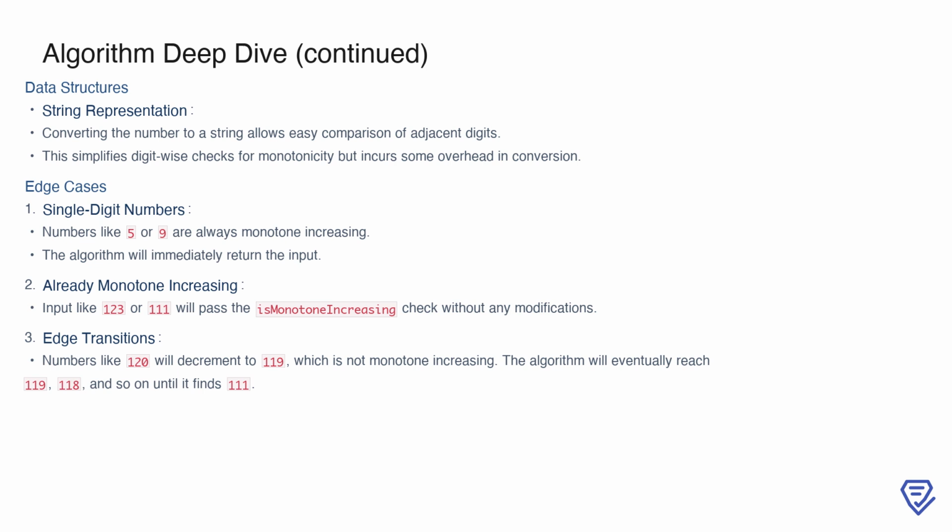Another interesting case involves numbers like 120. When decremented, it becomes 119, which is also not monotone increasing. The algorithm will continue decrementing until it finds a valid number, such as 111. These examples demonstrate how the algorithm handles different kinds of inputs and edge transitions.